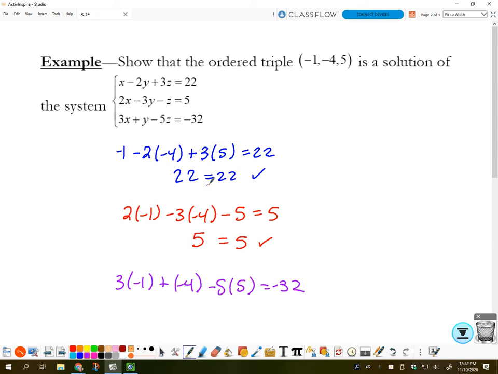Alright, so if this didn't work out, we could have stopped and said no. Since both of these work, we have to check the third one. And when we check that, we get negative 32. So it also checks out. So as long as they all check out, then you can say yes, it's a solution. And there will be one like this on your test. Can you plug it in and tell me yes, they all work?